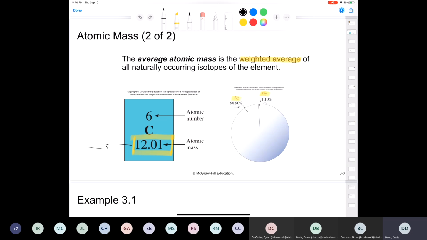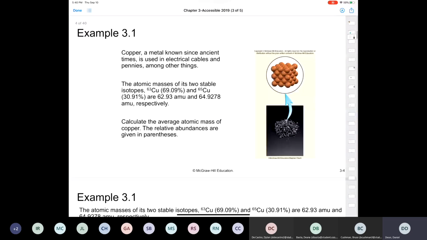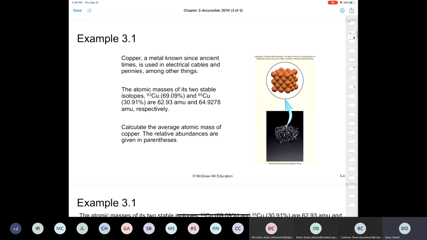If you're still unsure about that, the best way to master that is to look at a problem. So it says here, copper is a metal known since ancient times, used in electrical cables, pennies, and other things. The atomic masses of its two stable isotopes, copper-63 and copper-65, are 62.93 atomic mass units and 64.9278 atomic mass units, respectively. What's the average atomic mass of copper?